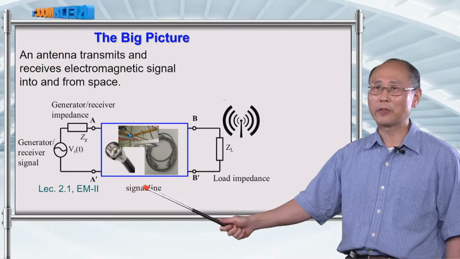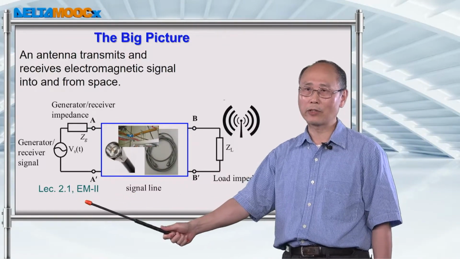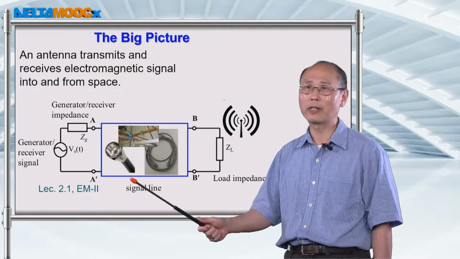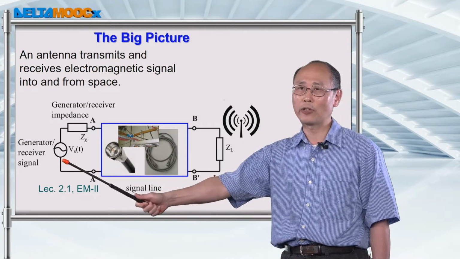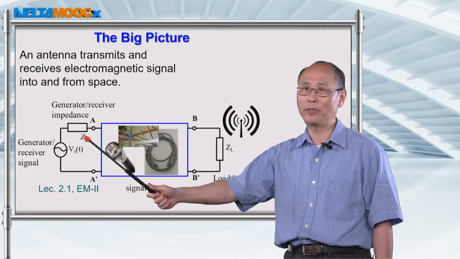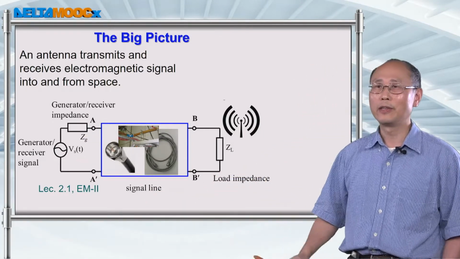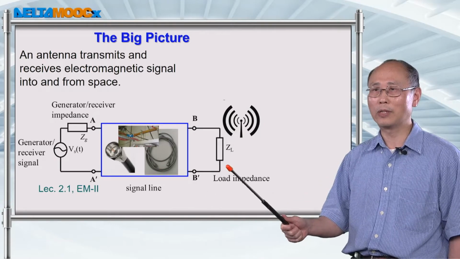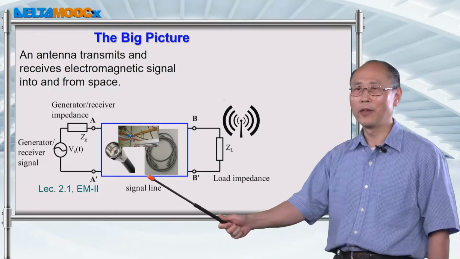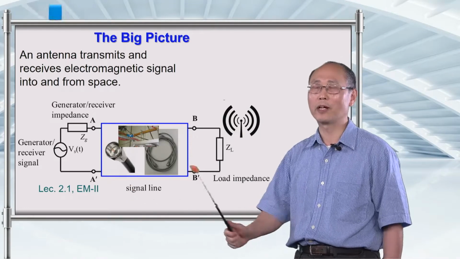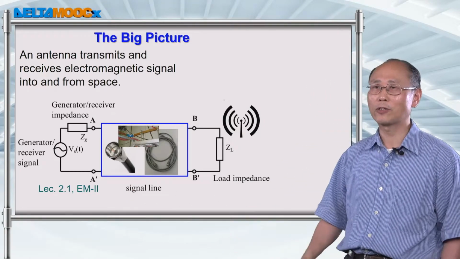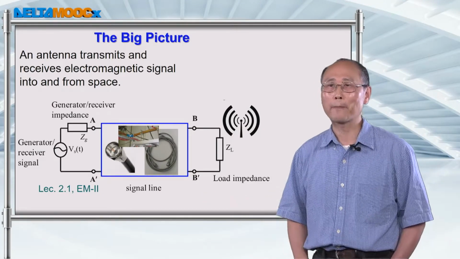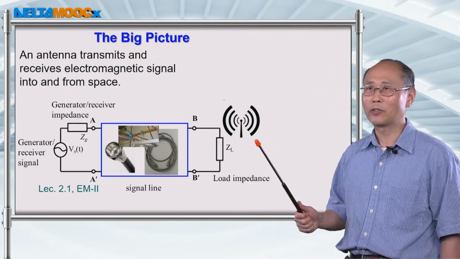If you still remember in lecture 2.1, electromagnetic 2, I show you this transmission line network. It starts from a generator, and there's an impedance inside this generator. The signal is transmitted to a load for some applications through some transmission line. And this transmission line could be an electric cable or some waveguide. And you saw this before.